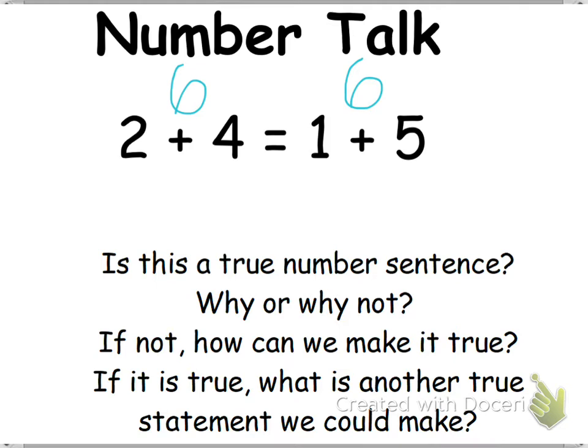Thumb up or down? Yes or no? Is it a true number sentence? Yes or no? Thumb up or down? Yes, it is. Good job. It is a true number sentence because they both equal 6, which means they both equal the same amount. So 2 plus 4 is equal to 1 plus 5. Great job.